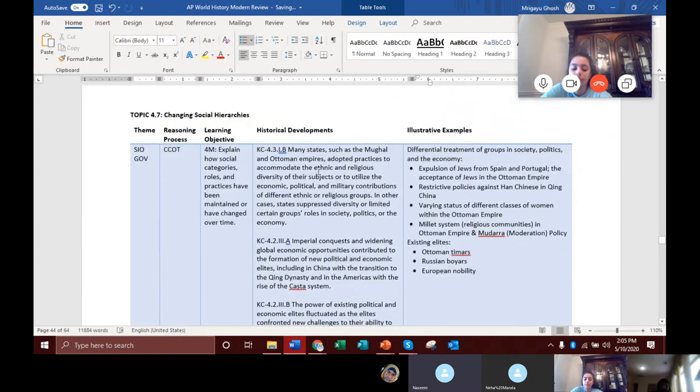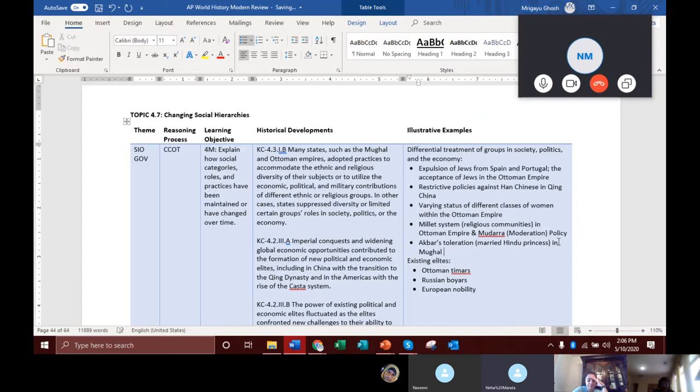Okay, but in the meantime, let's do this last one. Before we get to the absolute last one, we're looking at Mughal and Ottoman empires who are trying to be tolerant. An example I can think of right off the bat is Akbar's toleration. He married a Hindu. His wife was a Hindu princess, right? Okay, in the whole empire.